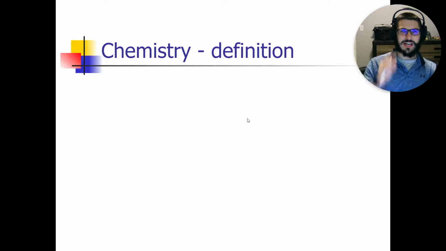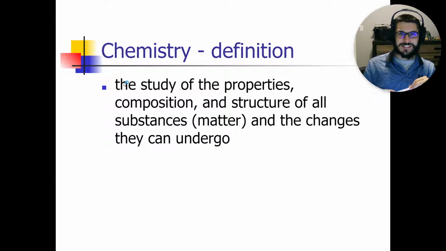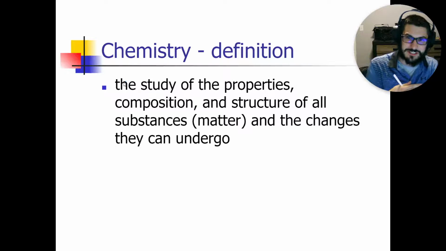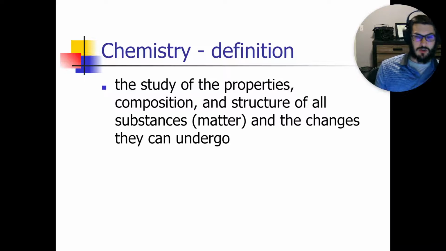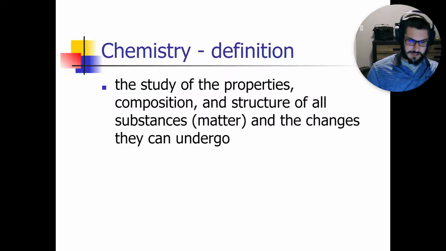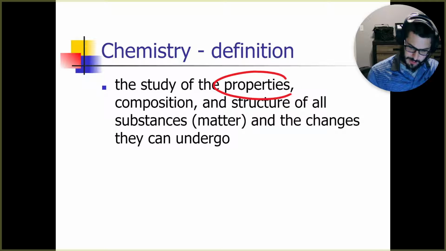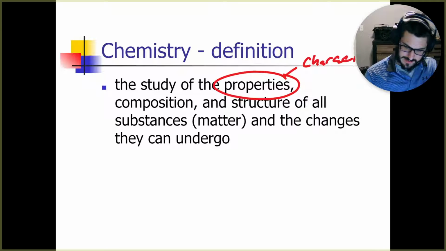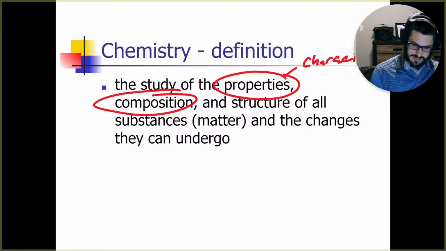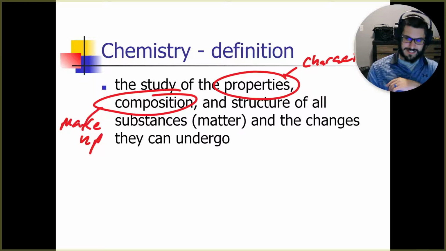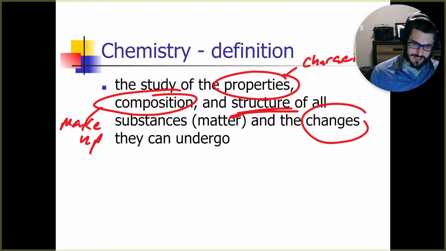All right, welcome back. So we've got the definition of chemistry is going to be the study of properties, composition, and structure of all substances, and the changes they go through. So just to break that down a little bit, properties, that is the different characteristics that substances have. Then composition is what makes them up, the makeup of those substances, and the structure is like how it is formed, the way it's organized, of all substances, and then also the changes that they go through.